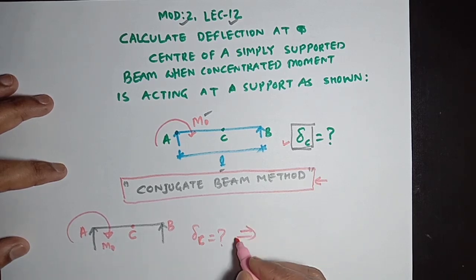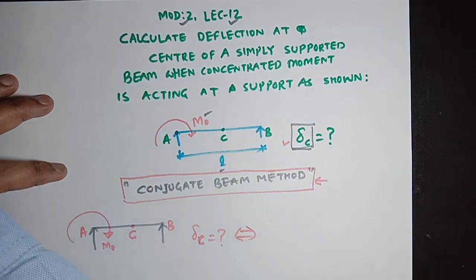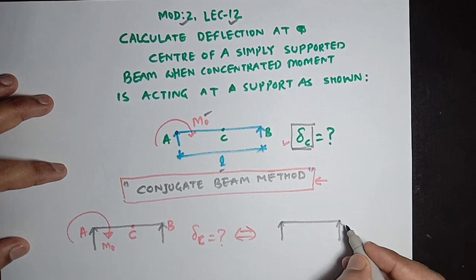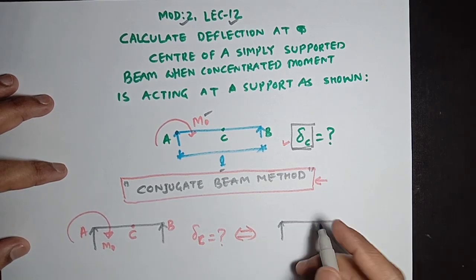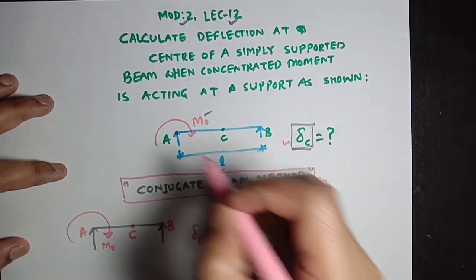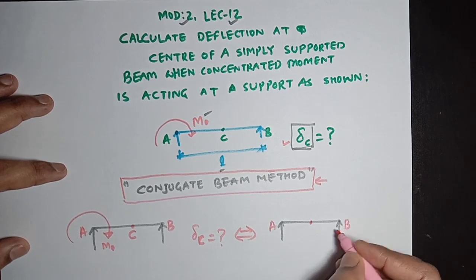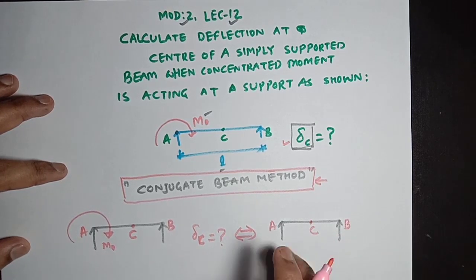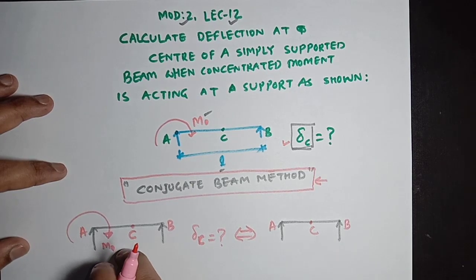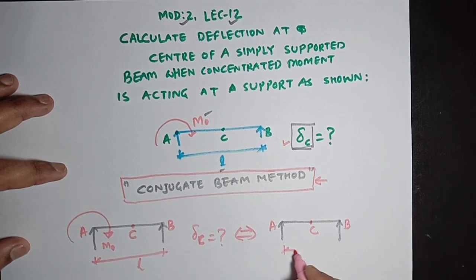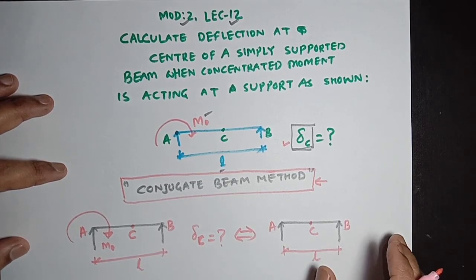So its corresponding conjugate beam will be the imaginary beam through which we will find the deflection at the same point C. This is the point A, this point is B, this point is C. This is the conjugate beam of this same simply supported beam. The length of this beam is L, and the length will be the same here also.